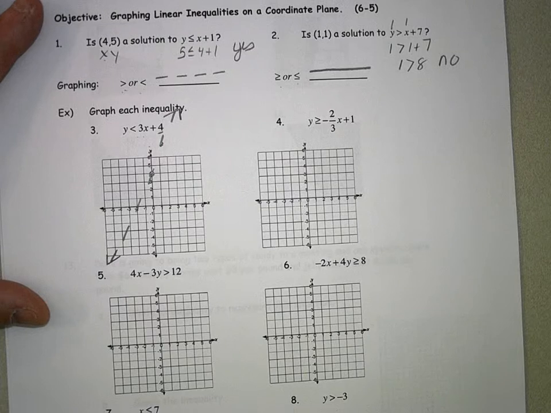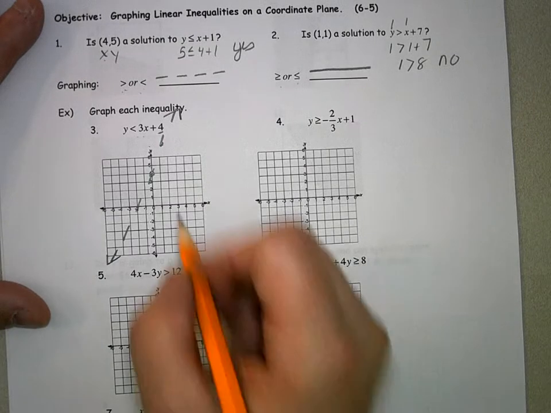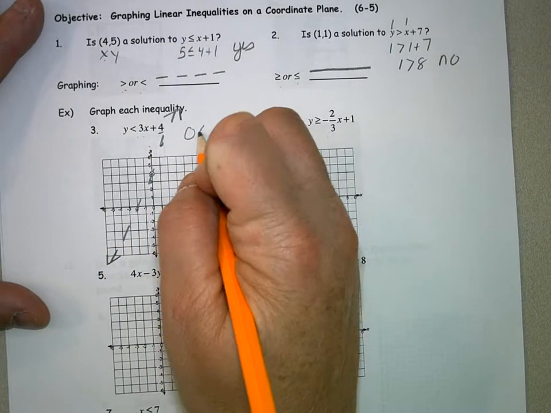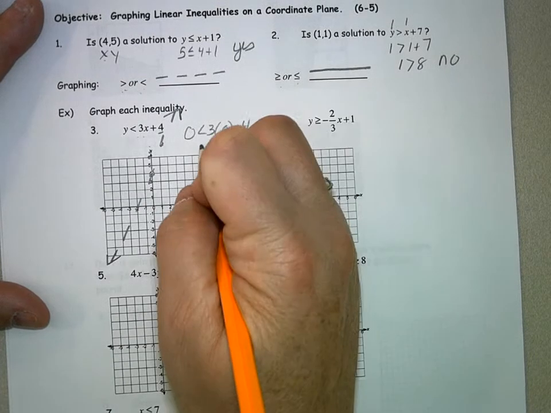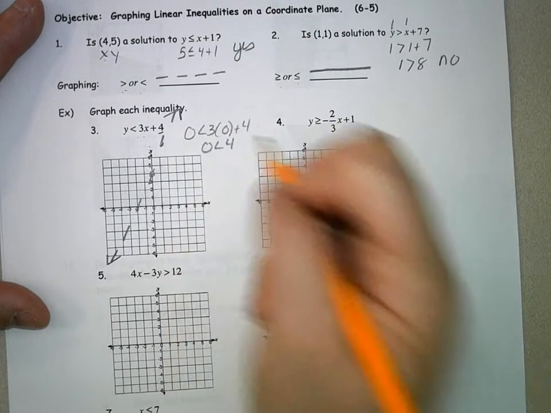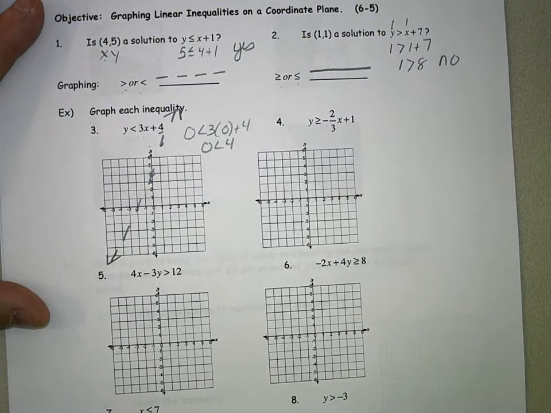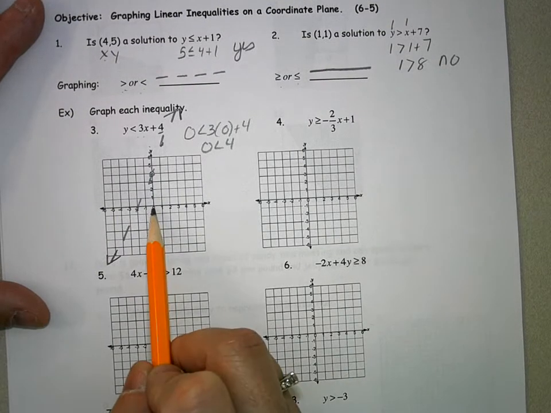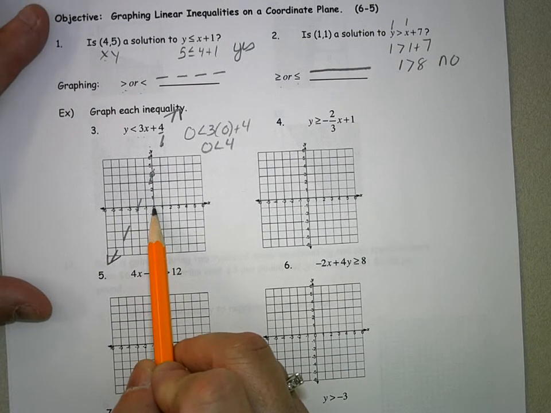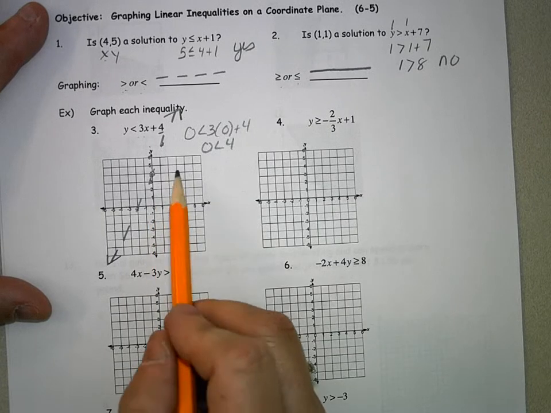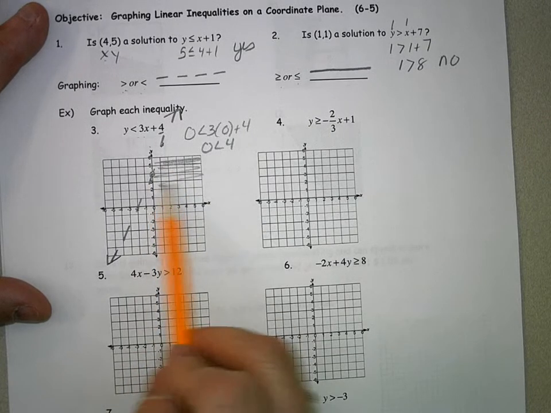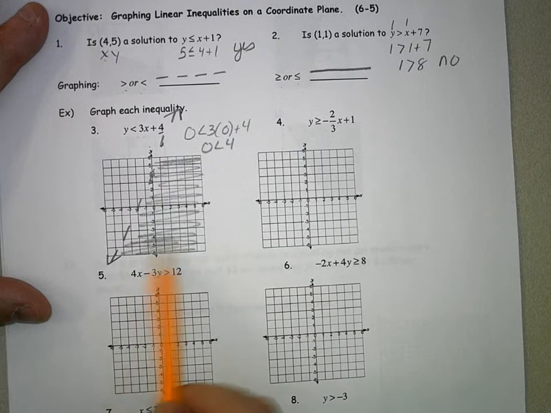And now what you can do is you can test the point (0, 0). Is 0 smaller than 3 times 0 plus 4? Is 0 smaller than 4? Yes, it is. So that means (0, 0) is a solution. And that means everything over here will be a solution. So we're going to shade in that side.